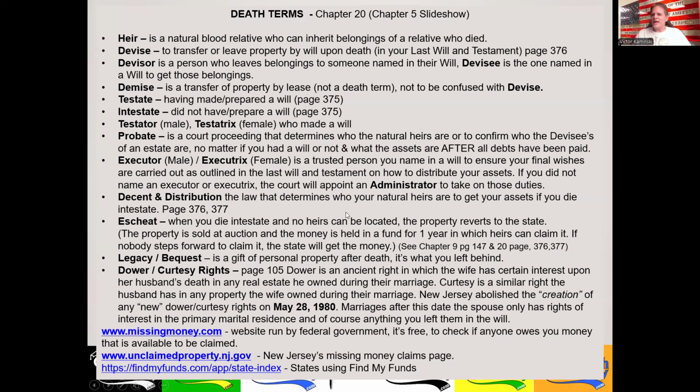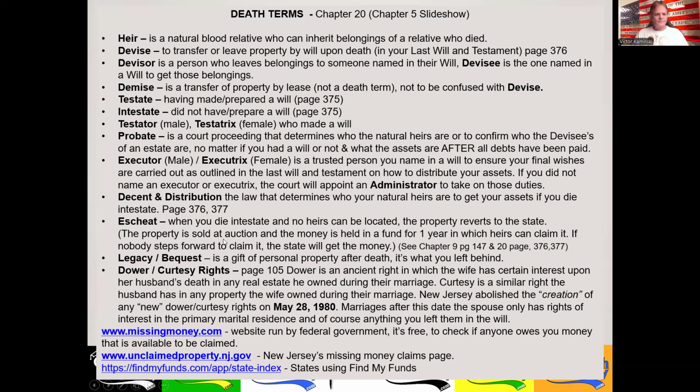Descent and distribution. Every state has their laws of descent and distribution showing that determines who your natural heirs are, who can lay claim to your assets if you die intestate without a will. We're going to go over that in a little while.